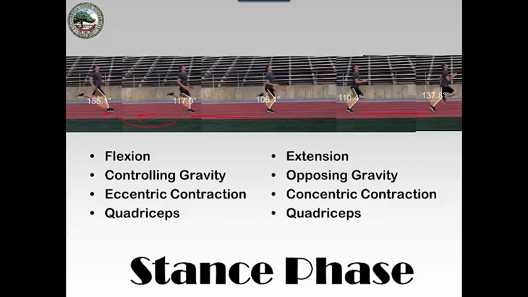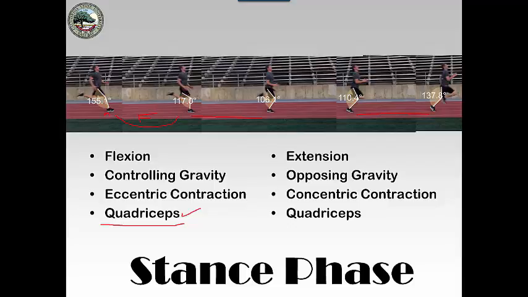And you are landing, so you are controlling gravity, which is always an eccentric contraction. And since it's an eccentric contraction and you're flexing, the extensor muscles have to be engaged, and those are your quadriceps. Rectus femoris, vastus lateralis, vastus medialis, vastus intermedius.